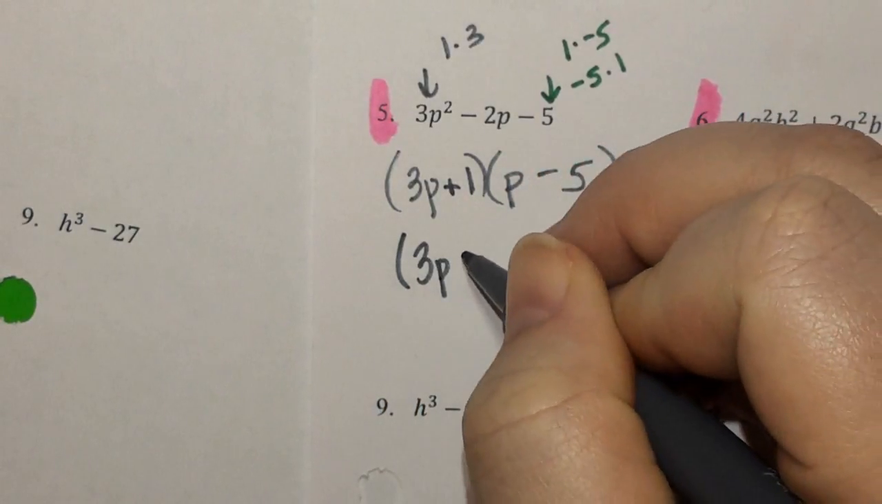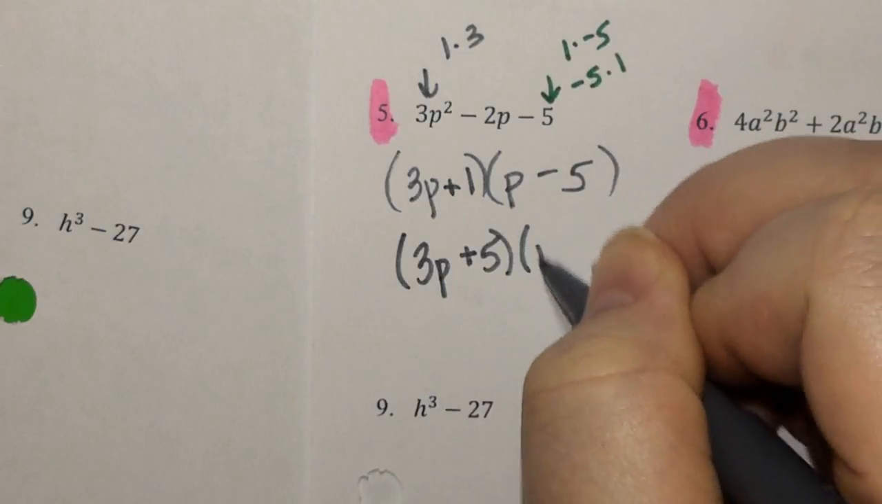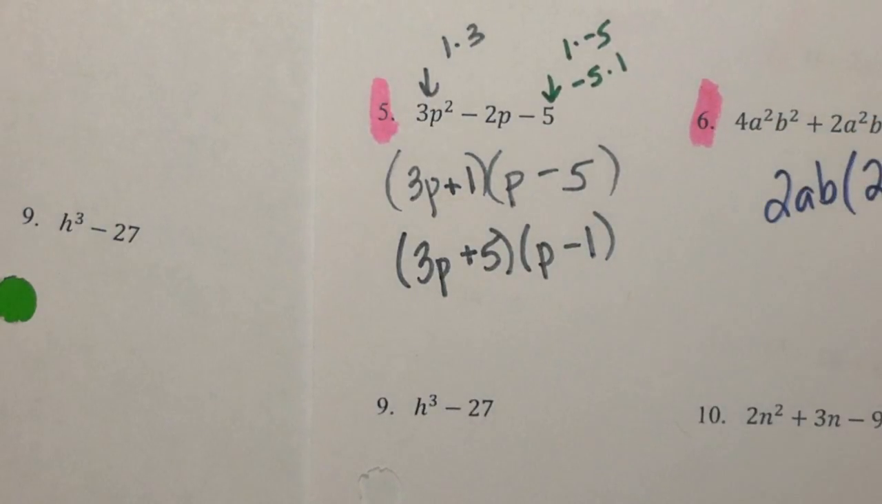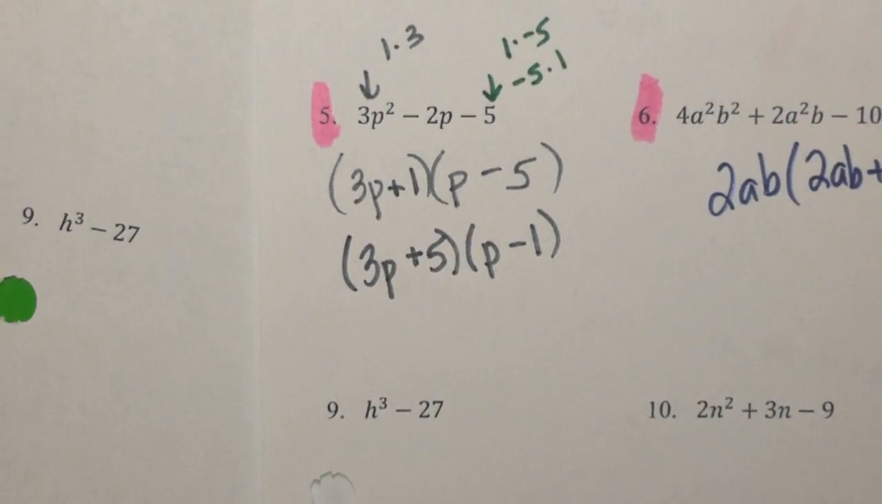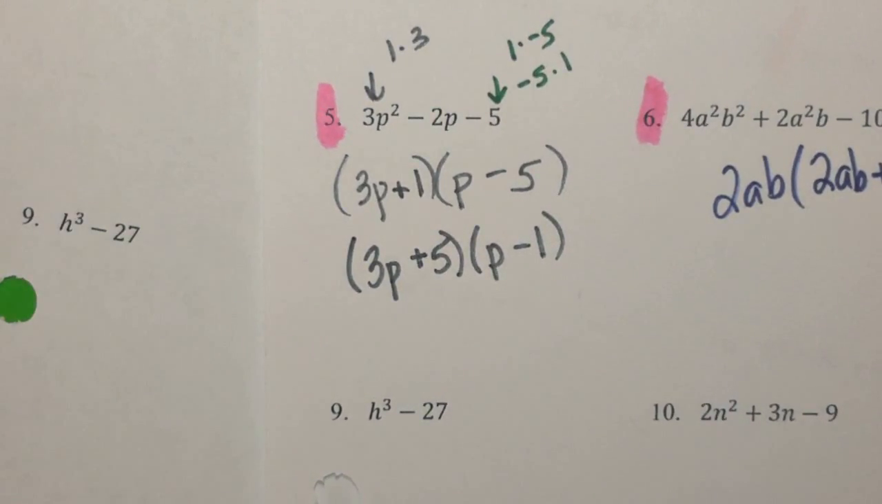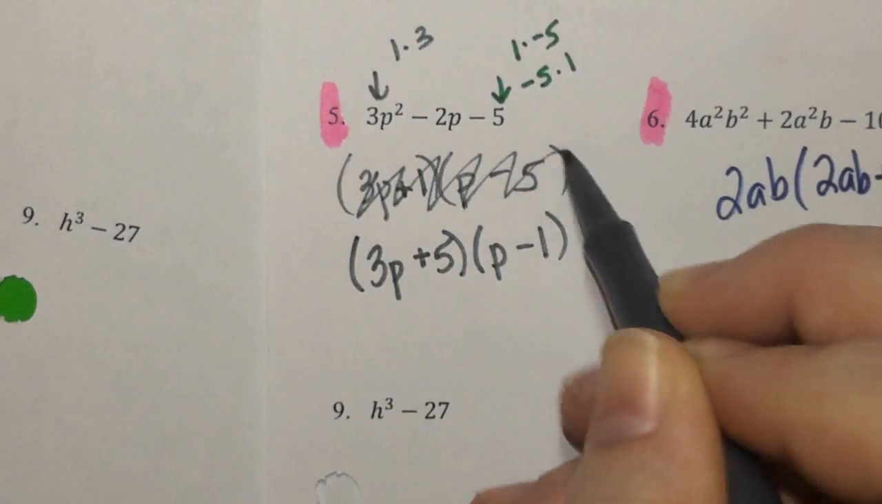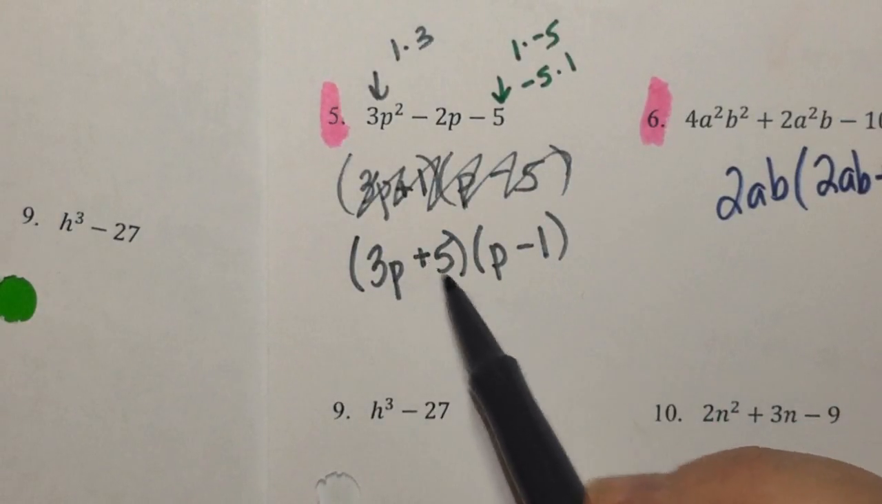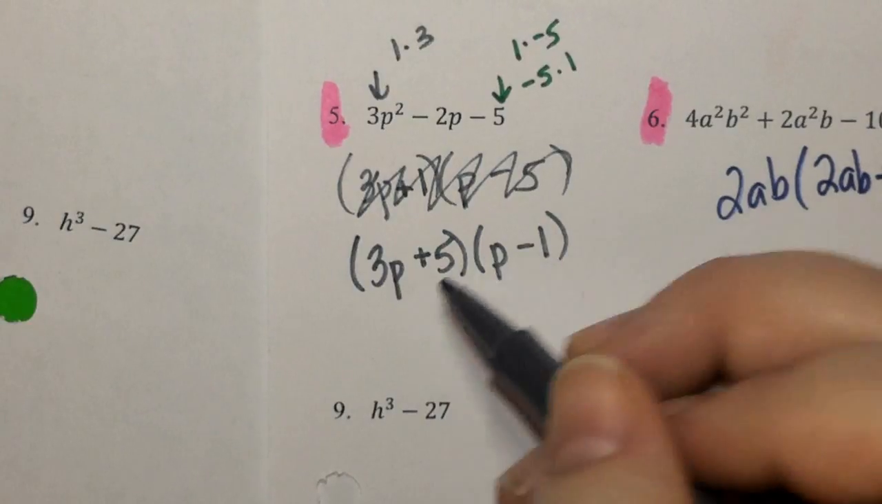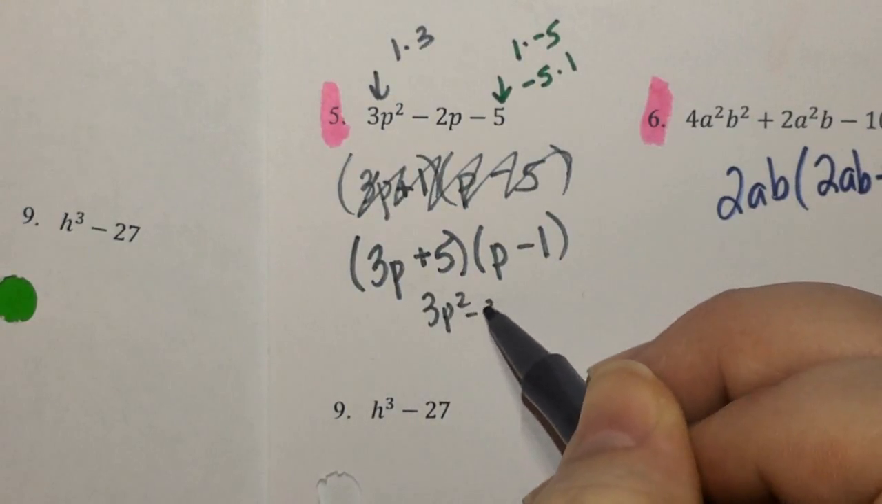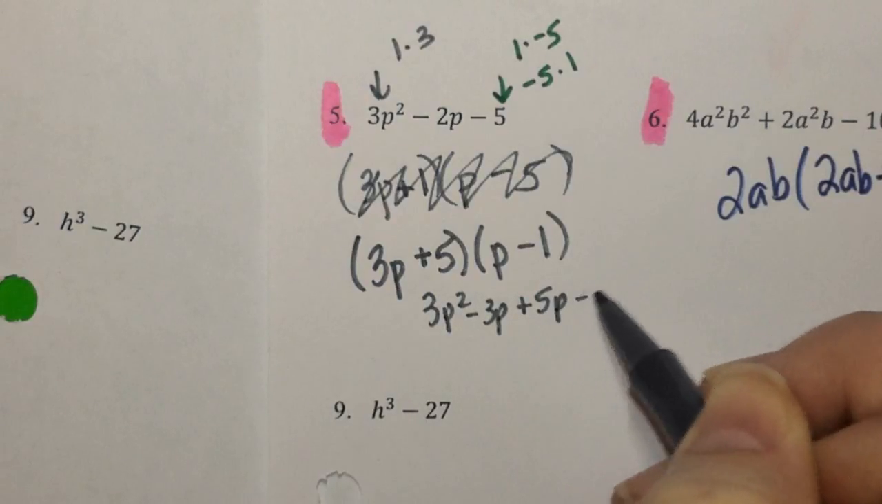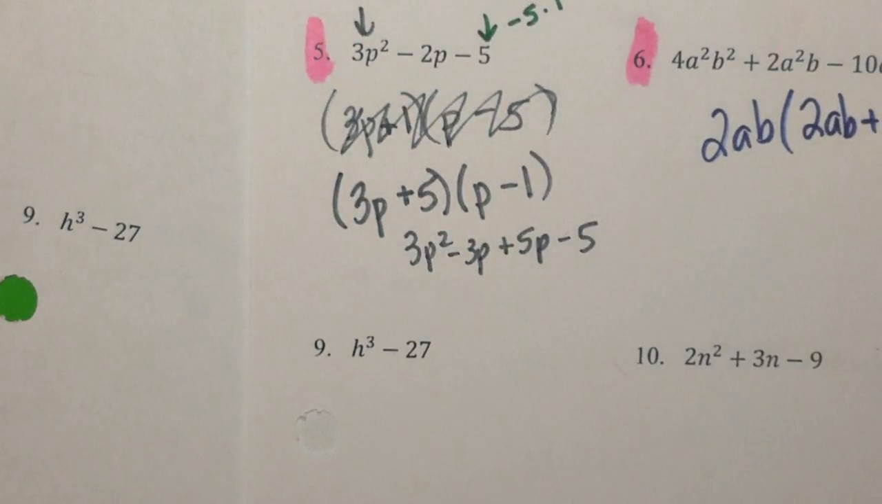Maybe it's 3p plus 5, p minus 1. I don't know. So I'm FOILing it out. First, 3p squared, outer plus 3p, inner plus 5p, -5p. So 3p squared minus 3p plus 5p minus 5. My guess is not very good either. Why is that? Yes, 5 gets the point. I end up getting a positive 2p. I was supposed to get a negative 2p. I need to correct this somehow. How can I correct this?